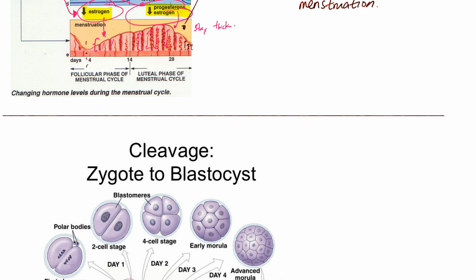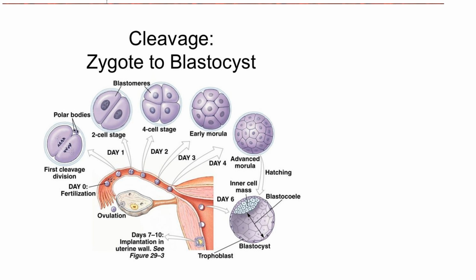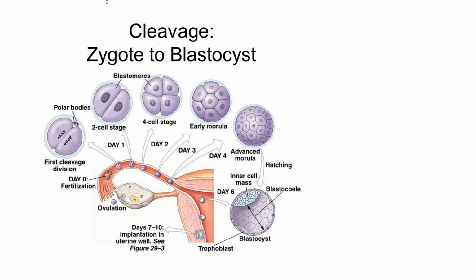So we have finished talking about the menstrual cycle. Next, let's talk about the fertilized egg cells, right? It's a repeat of what we have covered just now. Ovulation is the release of egg cells out of the ovary. If the egg cell has been fertilized, day 0 is the fertilization. You can notice the fertilization happens in the fallopian tube.